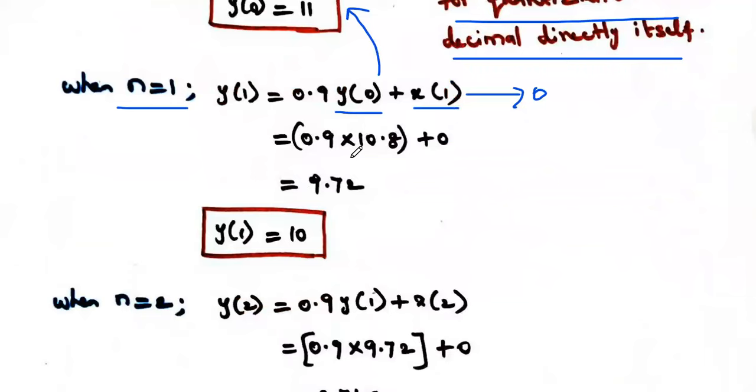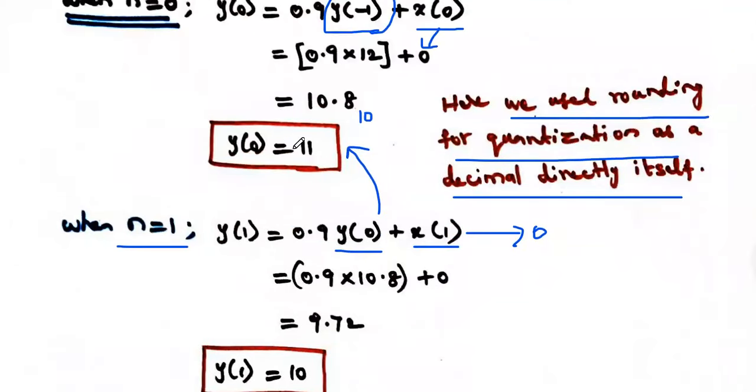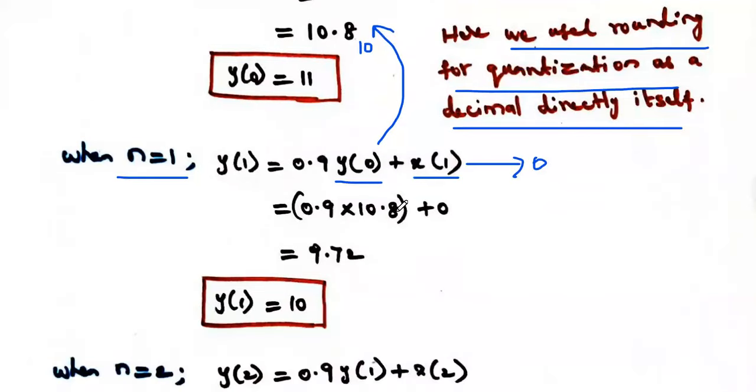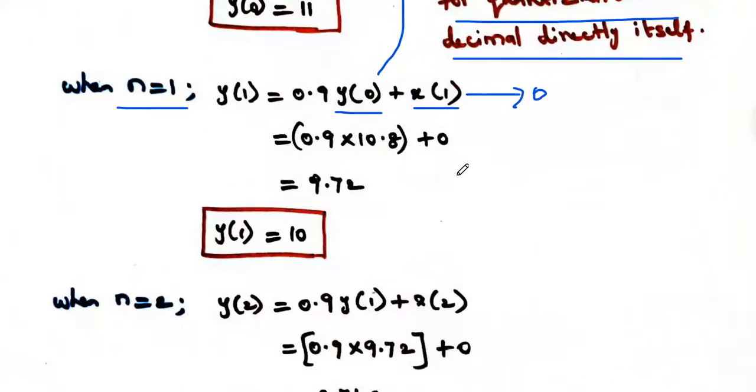So this is the quantized value. The exact value of y of 0 is 10.8. After the rounding process, we get the value 11. So that is the exact value of y of 0, 10.8. So you just substitute that y of 0 value. So 0.9 into 10.8 plus 0. So the answer is 9.72.